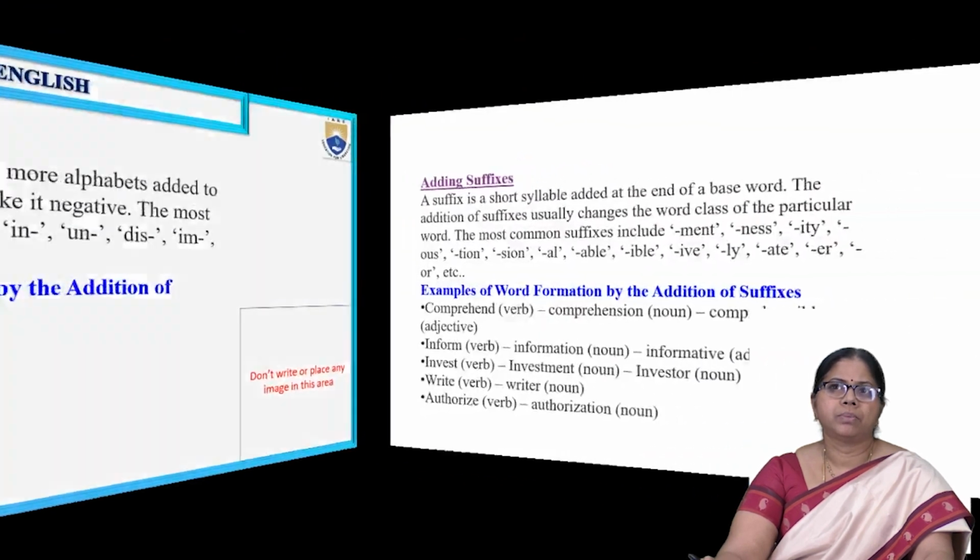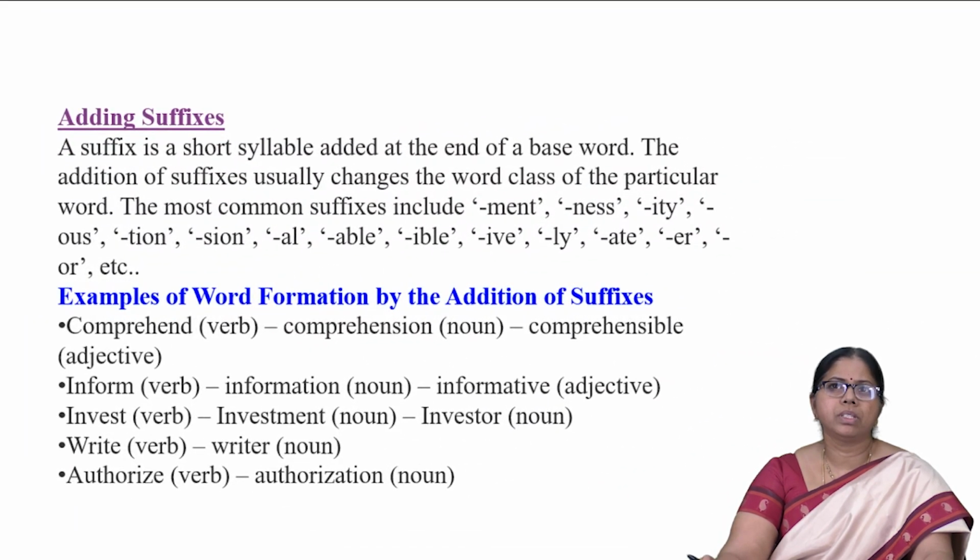And suffixes. What is a suffix actually? A suffix is a short syllable added at the end of the base word. The addition of suffixes usually changes the word class of a particular word. The most common suffixes include ment, ness, ity, ous, tion, sion, al, able, ible, ive, ly, ate, er, and or.